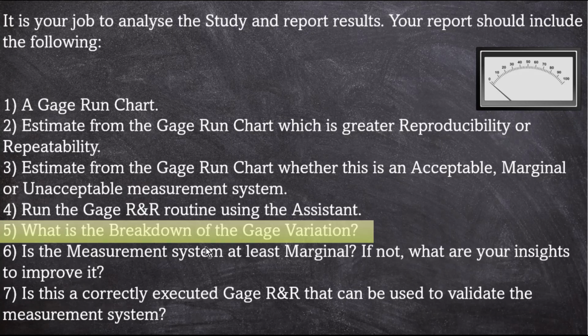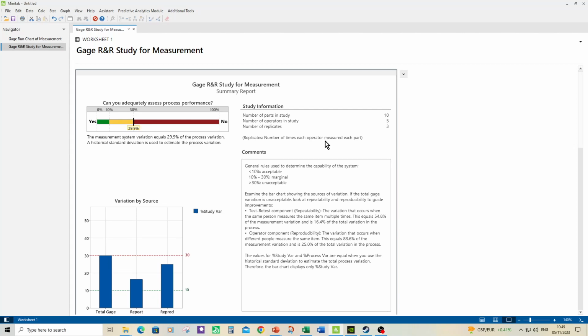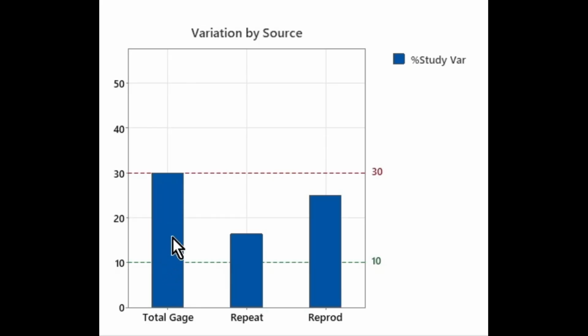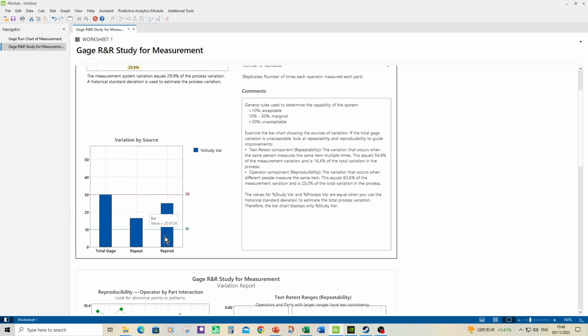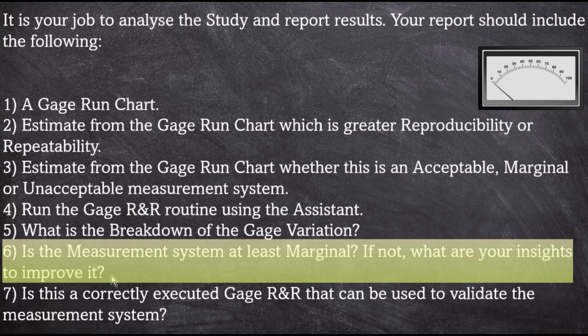Part 5 is what is the breakdown of gauge variation. For that we need to go to the summary report and have a look at the variation by source chart. So the total gauge error is 29.9%. Incredible. The repeatability error is 16.4% and reproducibility is 25%. So I was correct in guessing from the gauge run chart that there was higher reproducibility than repeatability.